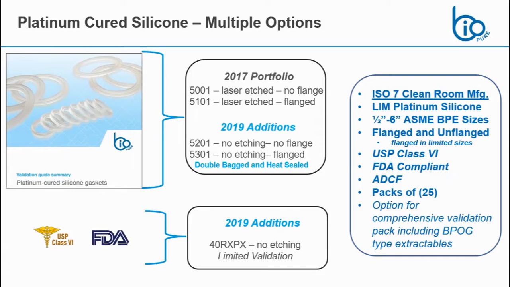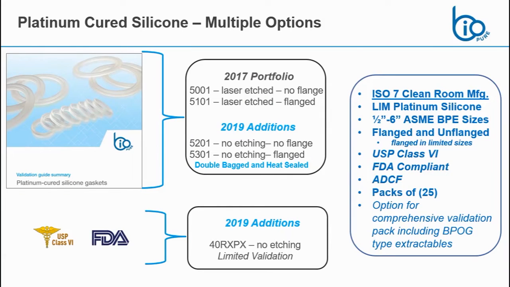So what we've done for silicone is added several gasket variations that will meet the current industry expectations and what they're buying now, and it will also address future needs of the market for validation and testing of product-wetted component parts going forward. The 5000 series gaskets, this top box, still include that comprehensive validation pack with the BPOG extractables and more, but we've added an option for unmarked parts. Again, that was based on your feedback and the feedback of the customers.